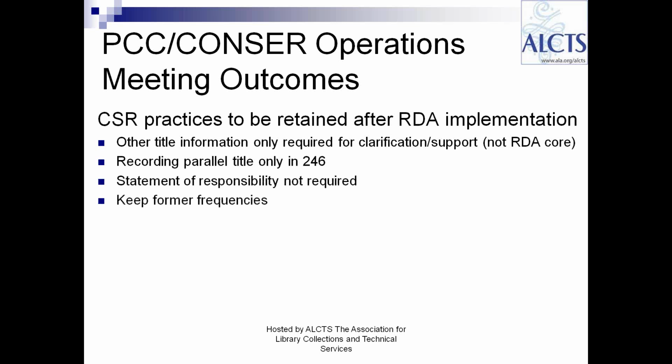CONSER had come up with a practice for when a frequency changed; frequency is a note, tagged as a 310. Originally, for the CONSER standard record, we had said we would only keep the current frequency in a 310 and not worry about 321s. But as we talked about it more, for some types of materials those former frequencies are really important, and they are important for publication patterns as well, to help inform the creation of publication patterns. So it was decided that we would keep all former frequencies. If a frequency changed, the 310 would change to a 321, and the current frequency would go into a 310.